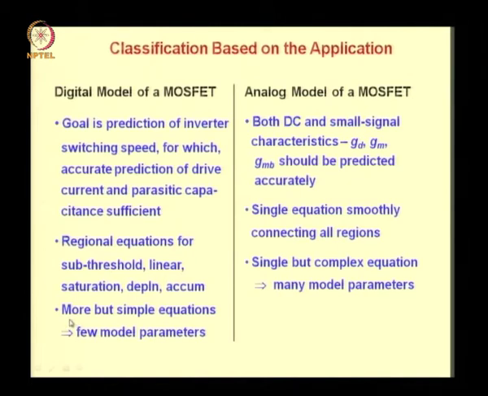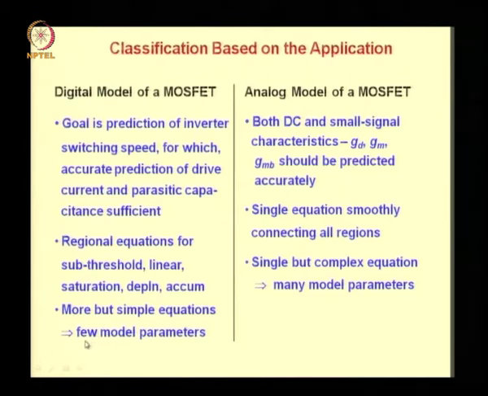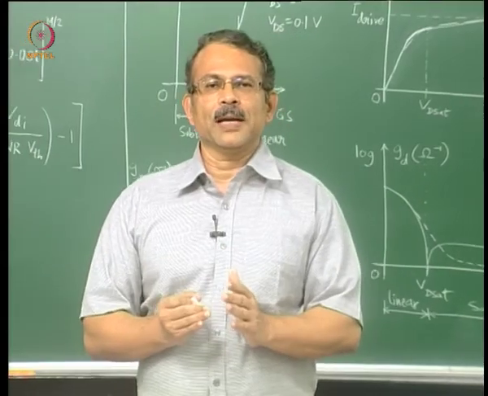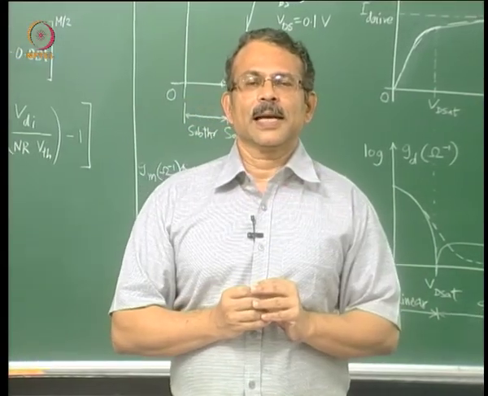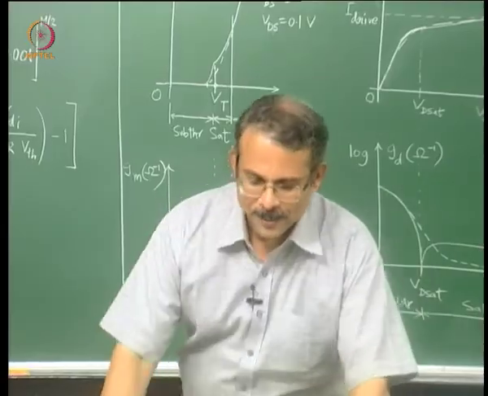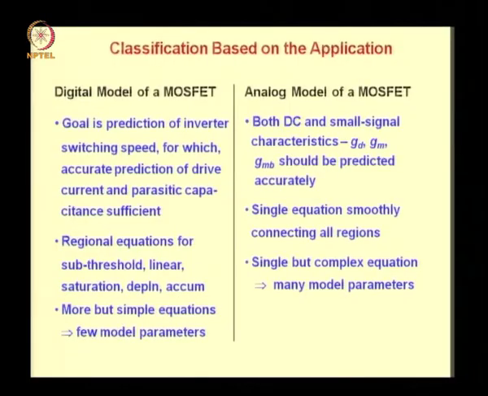As a consequence of these features, the digital model of a MOSFET has more number of equations which are all very simple. Therefore, the model has few parameters. So more equations, but all simple equations, therefore few parameters. That is the characteristic of digital models. Analog model, on the other hand, you have a single equation, but it is fairly complex and therefore it has many model parameters.